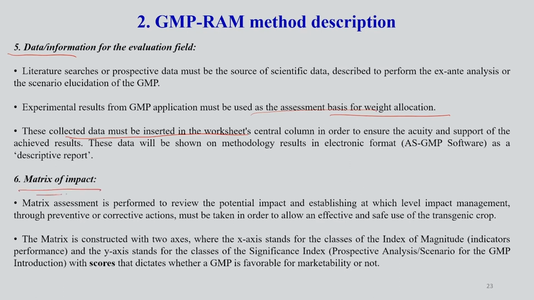The next step is the matrix of impact, where you can see whether the impact is really taking place or not. Matrix assessment is performed to review the potential impact and establish at which level the impact management, through preventive or corrective actions, must be taken in order to allow an effective and safe use of transgenic crop.